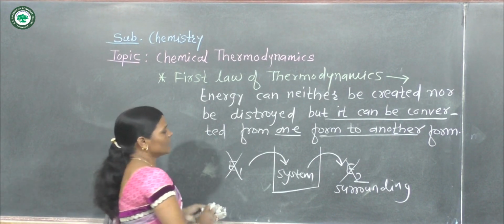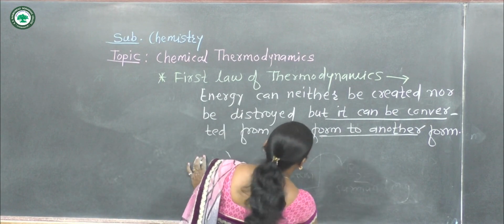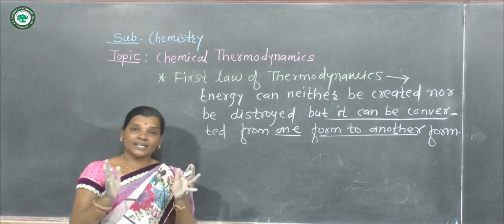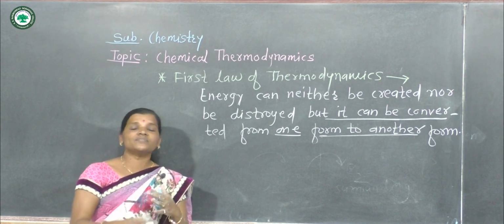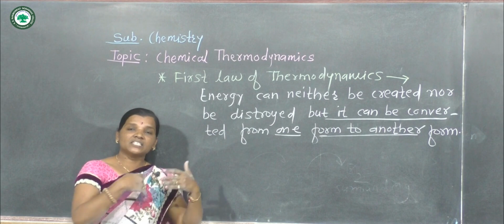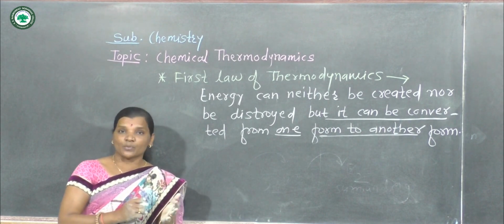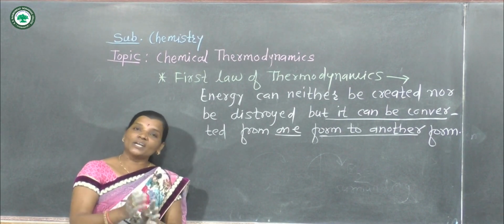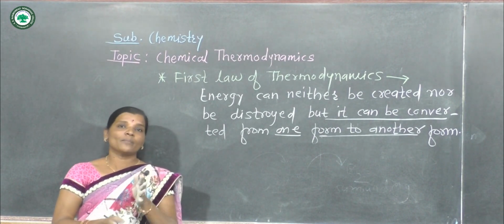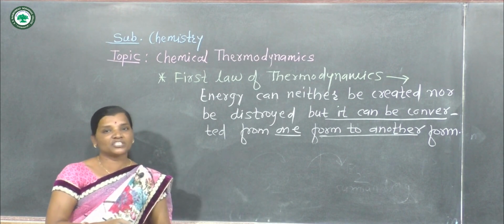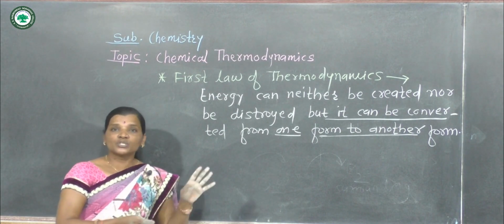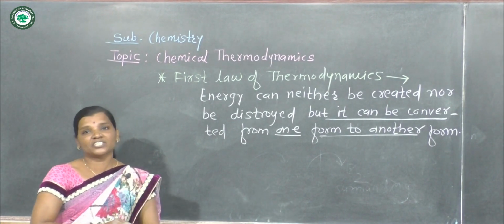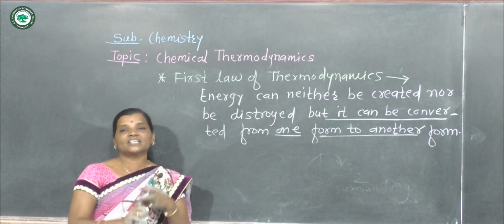Now we know that whenever we consider any system, there is a change in internal energy when the system absorbs energy from the surroundings and when the system releases energy to the surroundings. Then only the conversion of one form of energy into another form of energy is possible. So indirectly we can say that there is a change in internal energy. And one thing is very important.